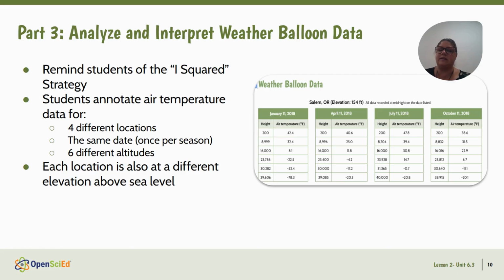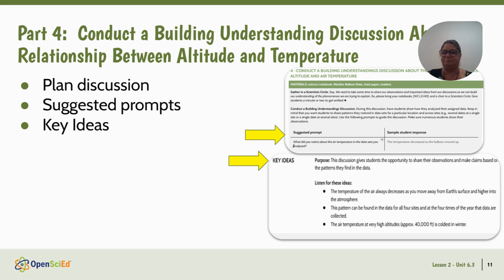Some key moments in this lesson. When we get to part 3, remind students to use the I-squared data annotation strategy that we used in lesson 2. The more they use it, the more comfortable and confident they get with annotating their data. Students are going to be annotating their air temperature data for 4 different locations. They're data samples taken from the same date once per season and at 6 different altitudes at that location. Each location is also at a different elevation above sea level, so that's important to think about too. But again, the I-squared method is really helpful here.